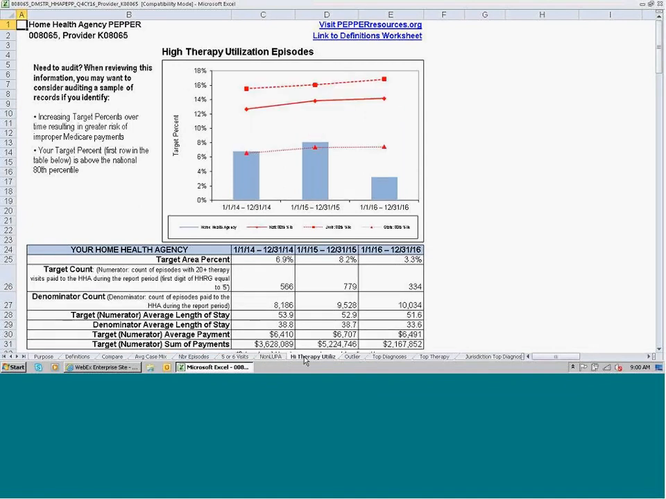High therapy utilization episodes. This particular provider, we can see their target area percent is well below the national 80th percentile. It did decrease some over the past year, so the question that the agency might ask themselves is this: was this expected? Did we take some steps to decrease our episodes that have high therapy utilization? Or did they have a change in patient population? Maybe they had a change in therapists. But this particular target area, of course, is on the continuous issue of therapy, because therapy drives a higher reimbursement. So that's the focus here.